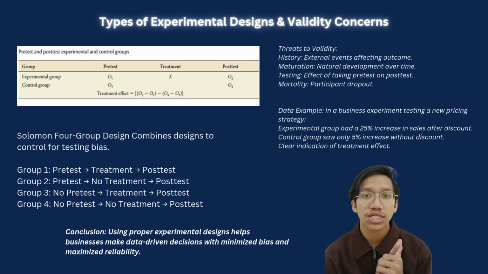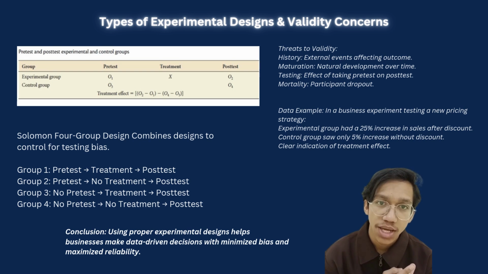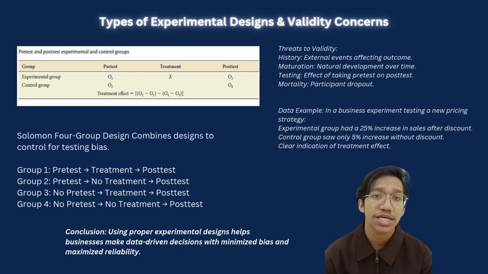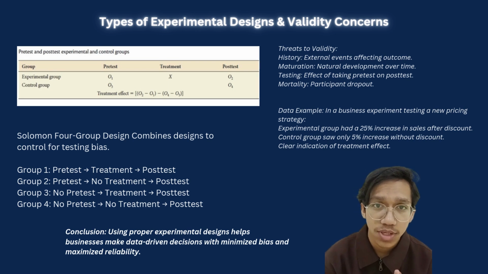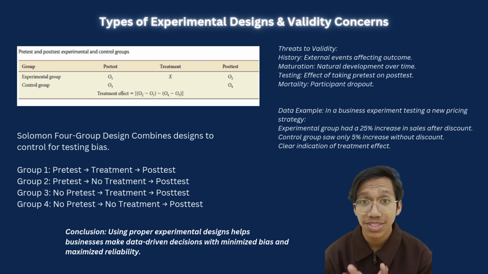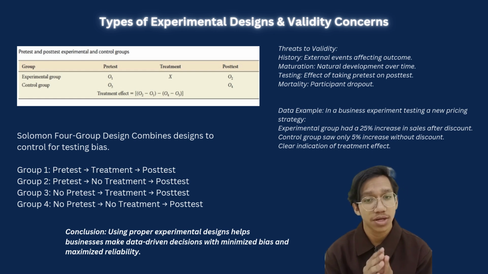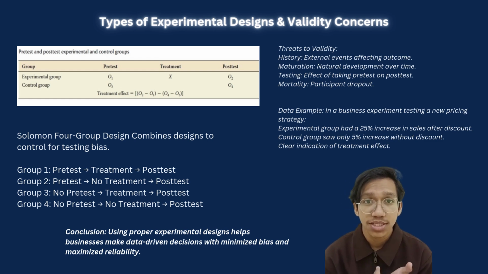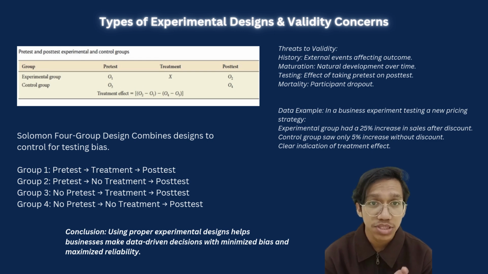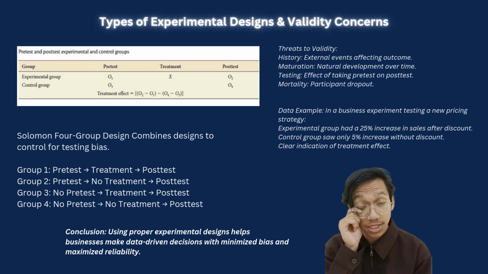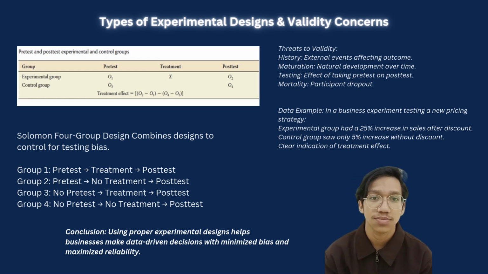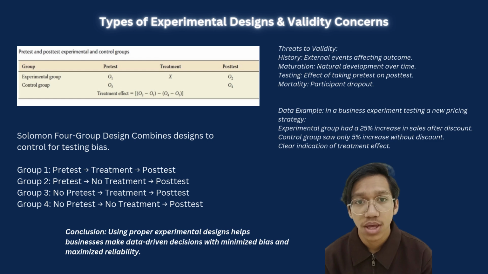The first group is to receive a pre-test, then the treatment, and finally the post-test. The second group is to get the pre-test and the post-test, but not the treatment. Group 3 is to skip the pre-test, receive the treatment, and then take the post-test. And the last one is to receive only the post-test, no pre-test, and no treatment. So why do we use this structure?